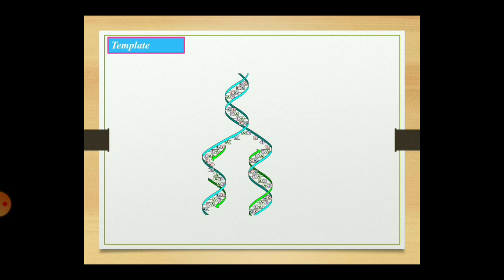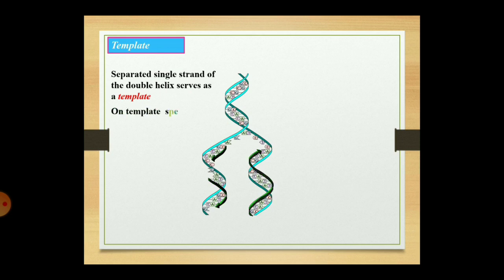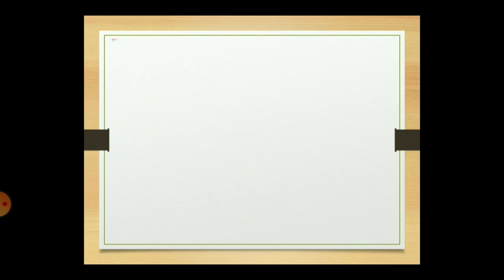The second requirement is a DNA template. When you look at the structure of DNA, the double helix, at the time of replication the 2 strands unwind. The unwound strands act as template strands to synthesize a new strand. The separated single strand of the double helix serves as a template or parental strand on which nucleotides are added, or a new strand is synthesized.